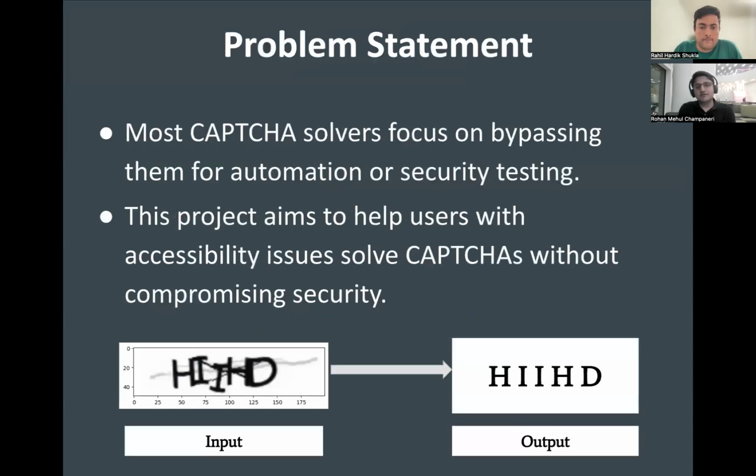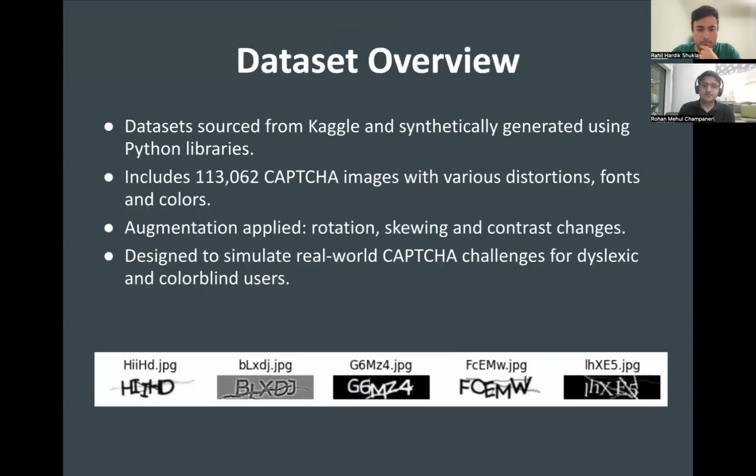Talking about the problem statement, our goal is not to break CAPTCHAs, but to help real users. The inputs are CAPTCHA images, which can be grayscale or colored, and the outputs are predicted character strings. We track both per-character and full-string accuracy to mirror real usage.